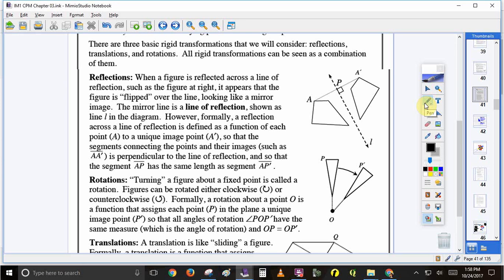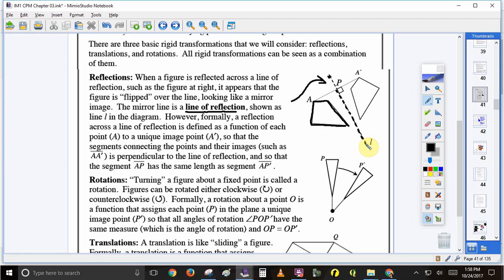So when an image is reflected across a line of reflection, such as the figure at the right, this guy right here, it appears that the image is flipped over the line, looking like a mirror image. The mirror line is a line of reflection. So this line of reflection is this dotted line right here, shown as line L in the diagram.